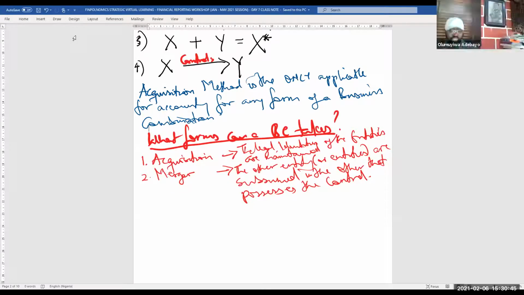Thank you very much. You've also broken it down in a manner that can simplify it. Okay? Thank you. Any other contribution before we proceed? Acquisition method.